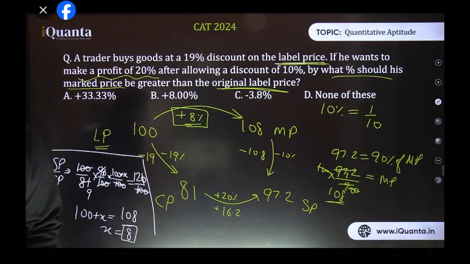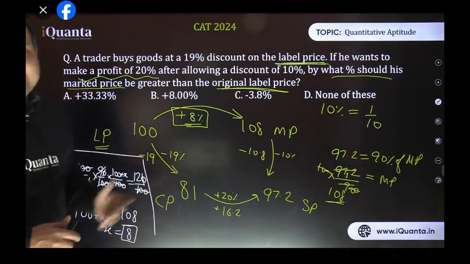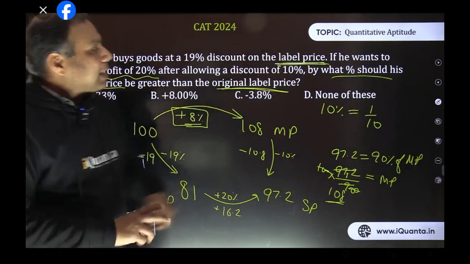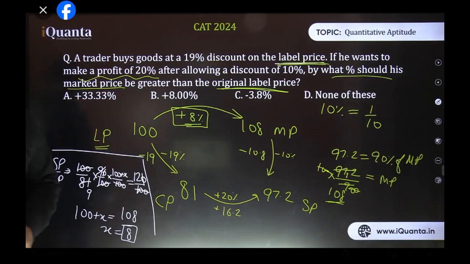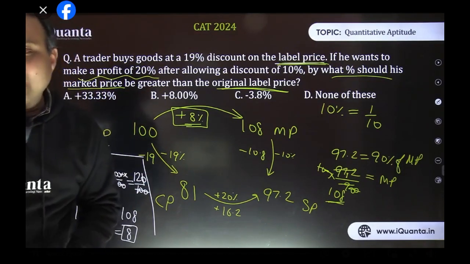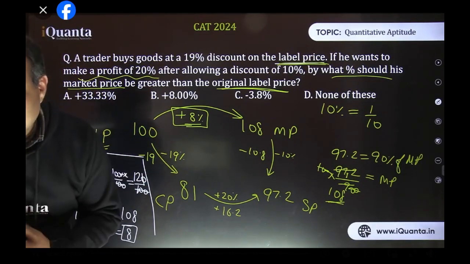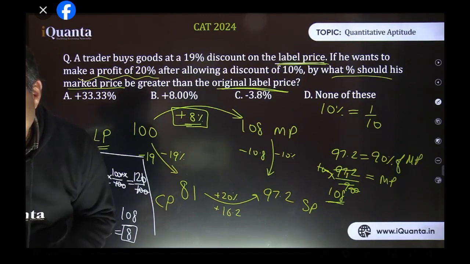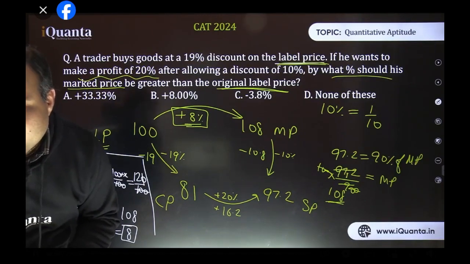Mark price and label price are different. I told you different terms can be there in the questions. As in this question, label price was one thing. Now this label price is being increased to a certain mark price. So that's the case. There can be some other terms as well. Sometimes list price and other things can also be there. If you want to give a discount of 10%, then it is 90 and then plus 20.